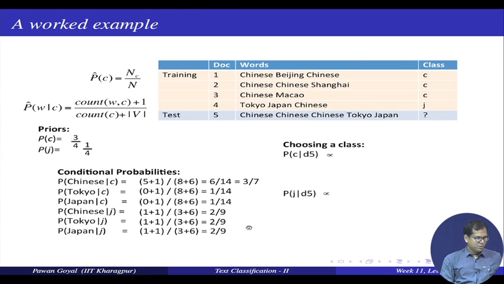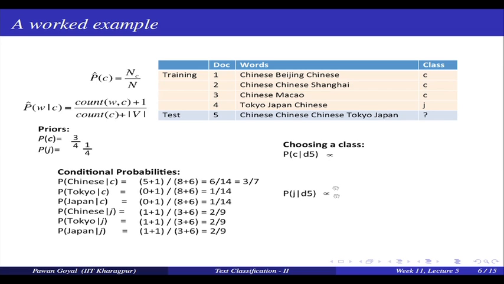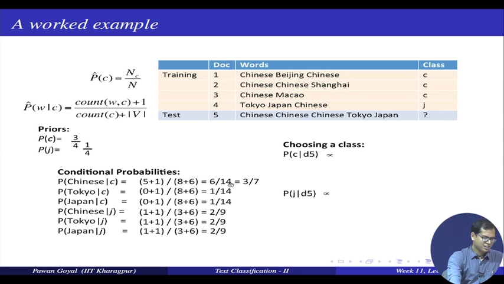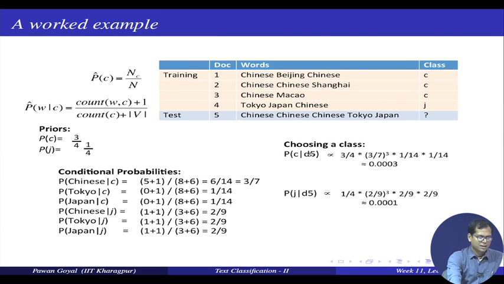Now, can you compute the probability of class C given document 5 and probability of class J given document 5? That again comes out to be the same formula that we wrote, and we now have all these values. So you put all these values: this will be 3 by 4 times 3 by 7 to the power 3 times 1 by 14 times 1 by 14, and this will be 1 by 4 times 2 by 9 to the power 3 times 2 by 9 times 2 by 9. And that will give you, okay, class C has a higher probability than class J. So this document D5 will be assigned to class C and not to class J.